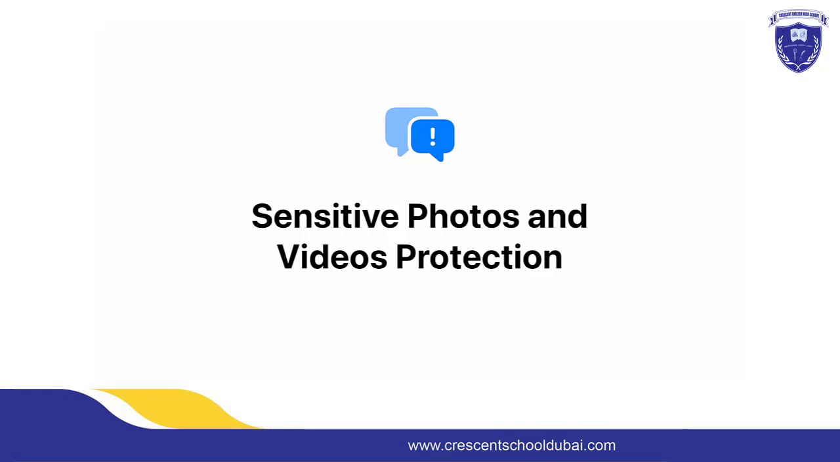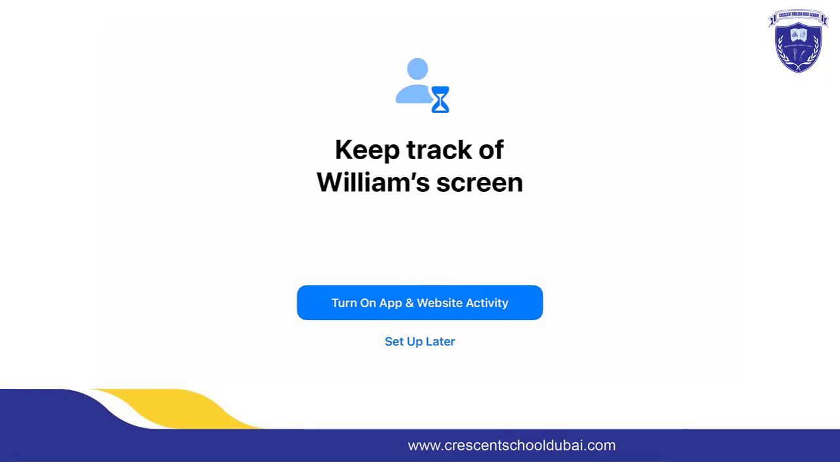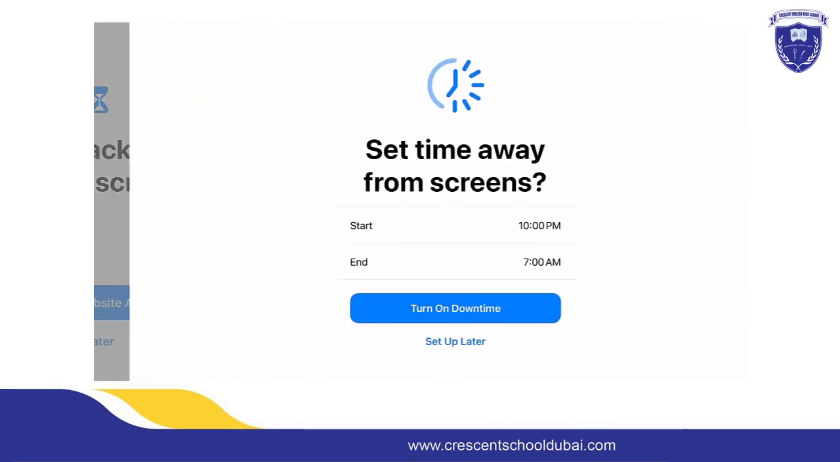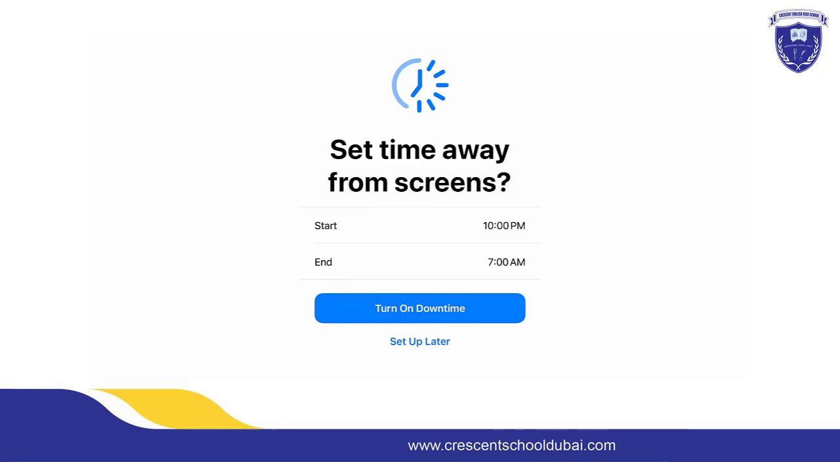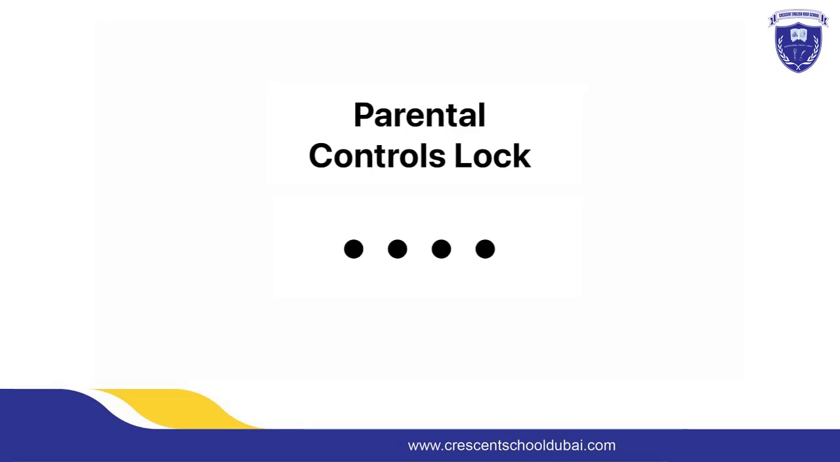Now you can read about communication safety, which helps protect your child from viewing or sending sensitive photos and videos. And read about screen distance, which reminds your child not to hold their iPhone or iPad too close to their eyes. To keep track of how your child uses their device and set limits, you can tap Turn on App and Website Activity. You can also schedule time away from the screen each day, and tap Turn on Downtime to confirm. Finally, choose a passcode you can remember that's required to change these settings.